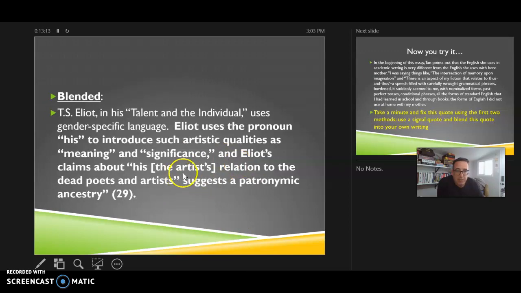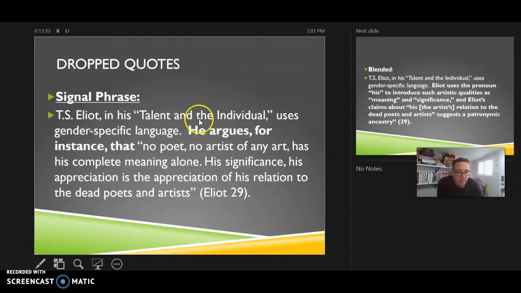So engagement with the text is going to be deeper and more meaningful if I'm blending the textual evidence into my own writing. So that's something you want to practice. Again, it's not something that comes automatically. This is a skill that takes years of writing practice to really get down. But you do definitely want to use signal phrases.